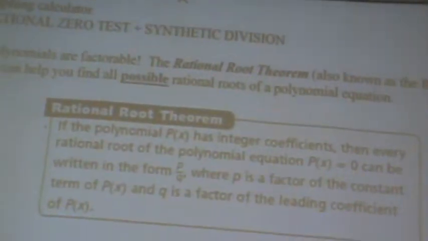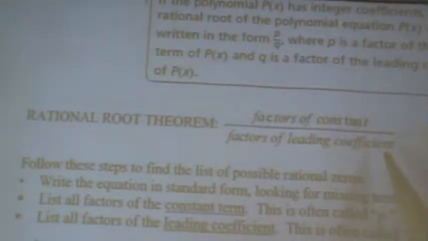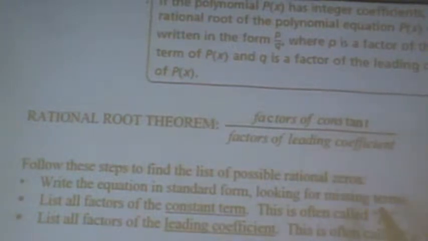So what we have here is the rational root theorem. What you're gonna do is take factors of your constant term and divide by factors of the leading coefficient. These are the possible zeros, and then one at a time you take that list and use synthetic division to see where you get a zero remainder. So these are the steps.